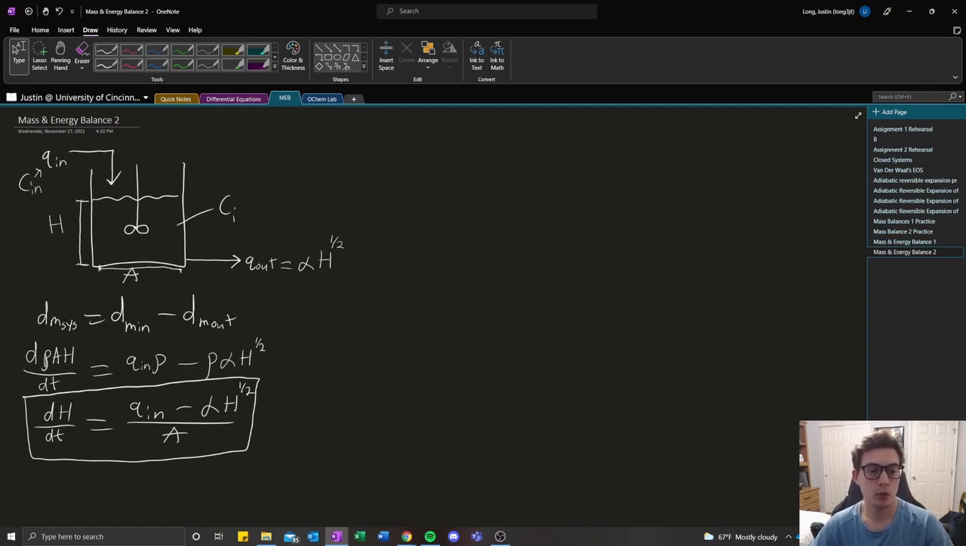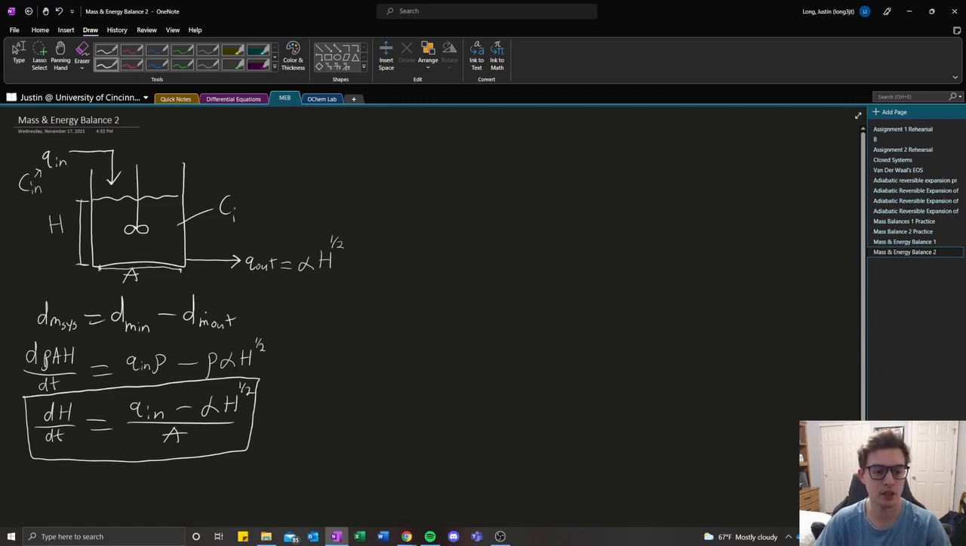So we have some initial concentration of a liquid, and then we have another concentration coming in of a liquid, and then we have this Q out, so we have it flowing out as well. So the height is going to change with time, and the concentration is going to change with time.